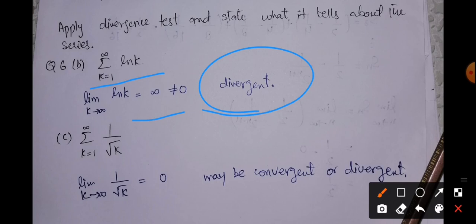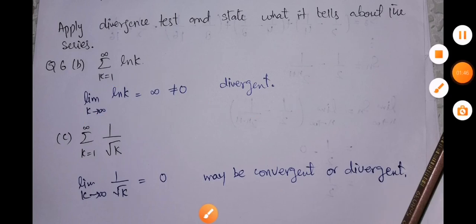The other series is summation k varying from 1 to infinity of 1 over square root of k, and when we apply the limit, the answer is 0. So the series may be convergent or divergent. The test does not provide us enough information about this series.